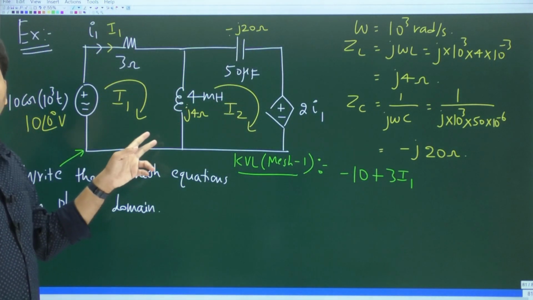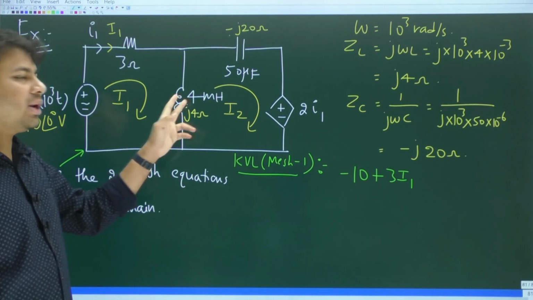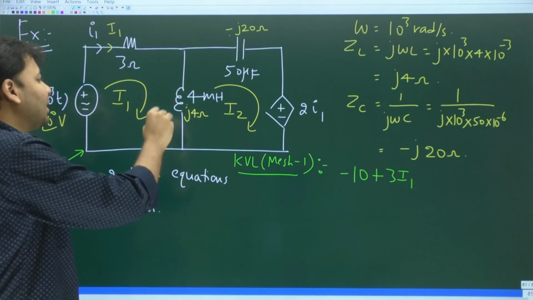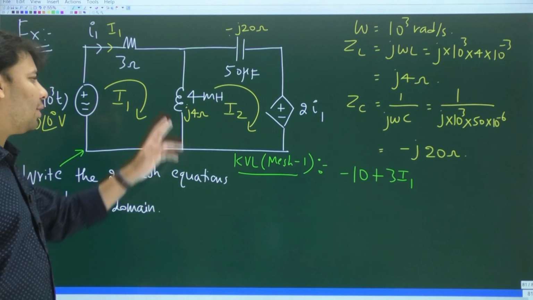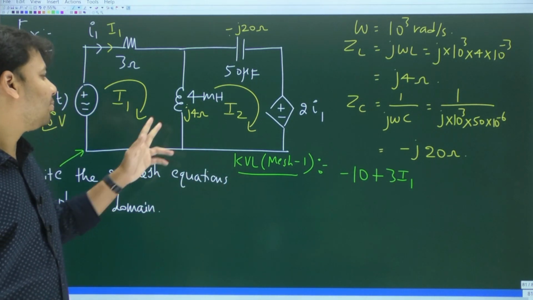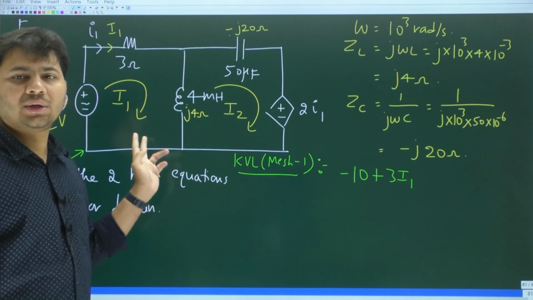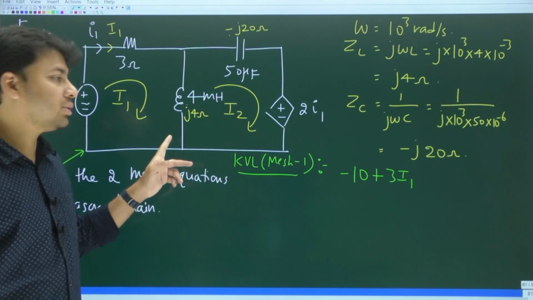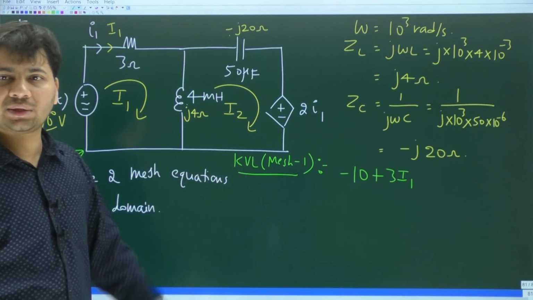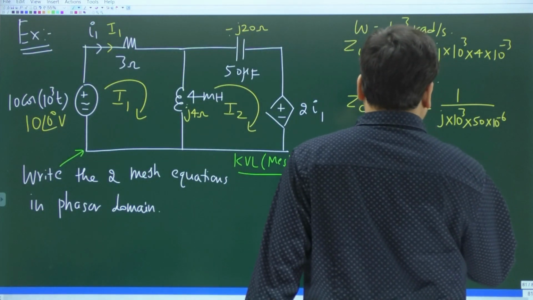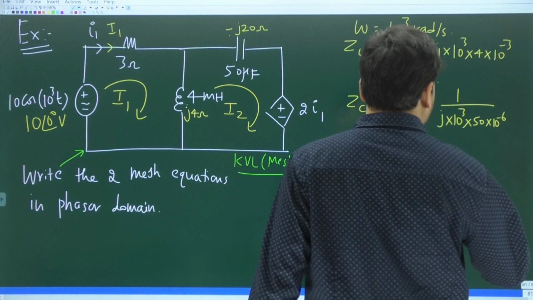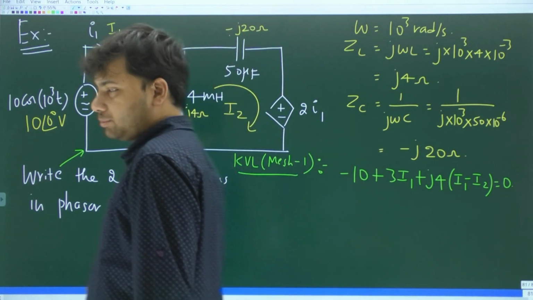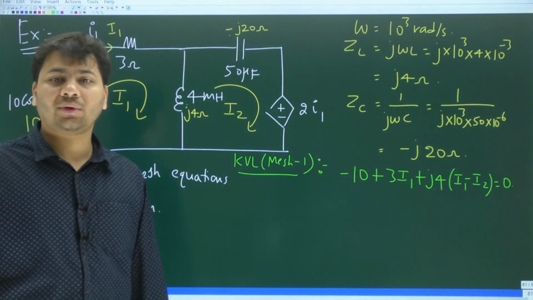Well, the next element in the first mesh is the 4 millihenry inductor, whose impedance is j4 ohms. But this inductor, or this branch, is common to both the meshes. Whenever any branch is common to the two meshes, that branch impedance should be multiplied with the difference between the two mesh currents. We are writing KVL for mesh 1, so this impedance should be multiplied with I1 minus I2. Plus j4 times I1 minus I2 equal to 0. That's all. This is KVL around the first mesh.